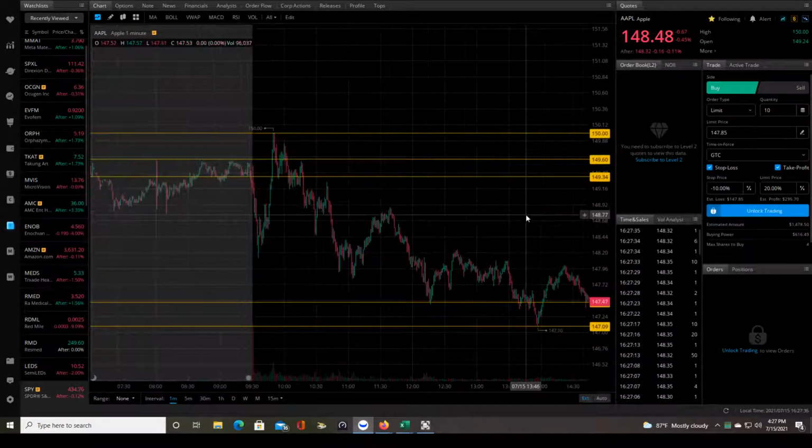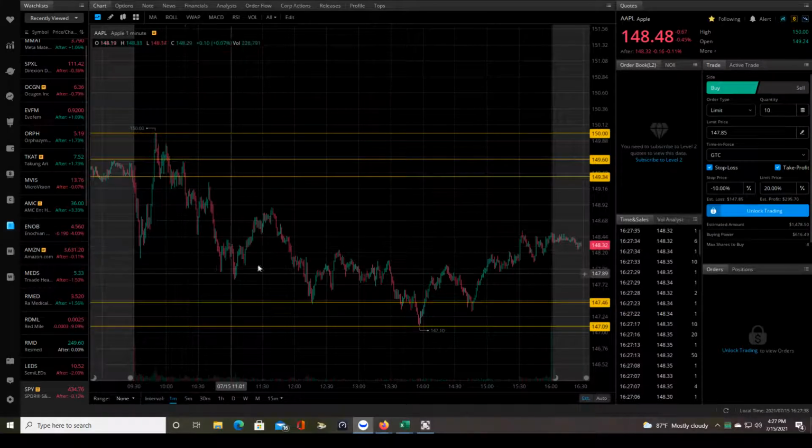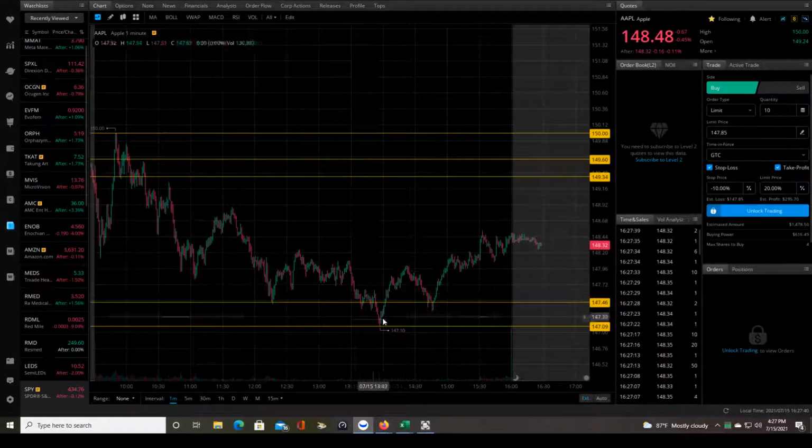Let me just zoom out so you can get a better look at those levels on the 1 minute time frame. And you could see the range that the stock traded in and how it bounced off of those extreme levels.